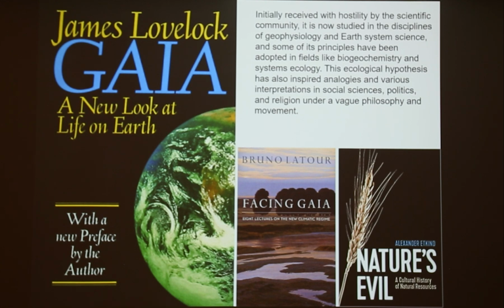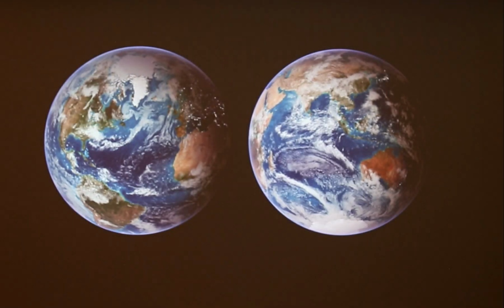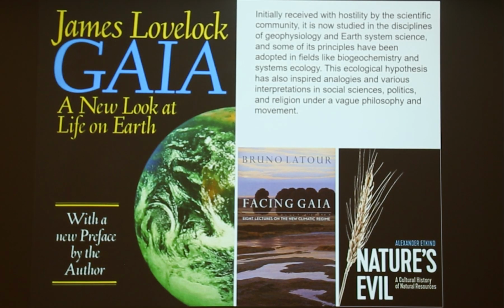Now, it is basically an interpretation. It is based on the Gaia hypothesis that we can understand the Earth as a system. The hypothesis, though, was initially received with hostility by the scientific community, and now it is studied as part of Earth system science, adopted in different fields like biology and chemistry, systems ecology, and, I think most relevant for our purposes as architectural theorists, it is also taken up by important thinkers, cultural historians, and philosophers.